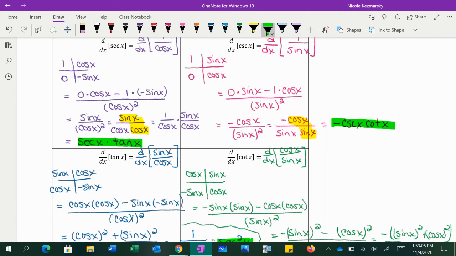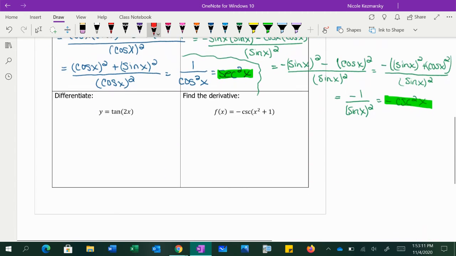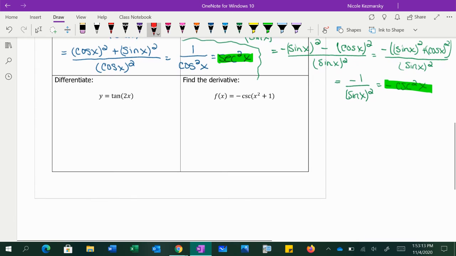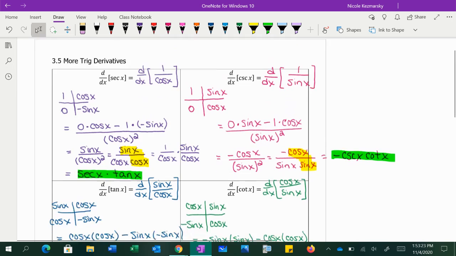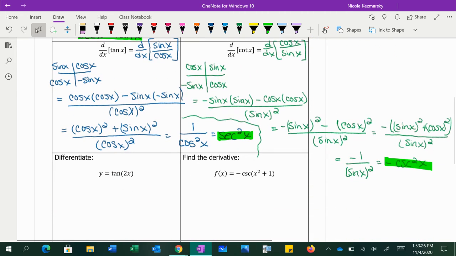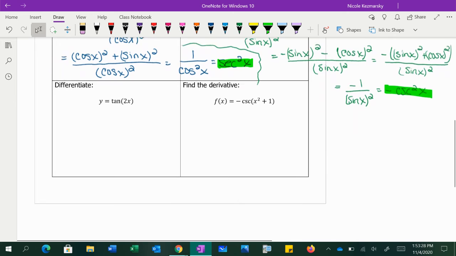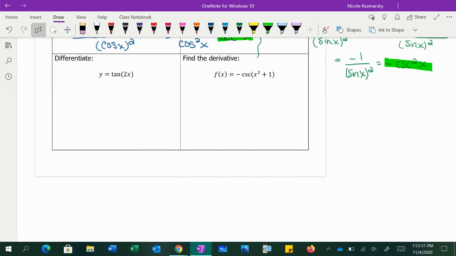Okay, so let's use that to try these 2 examples at the bottom of the page. Okay, so we've got tangent. We're going to have to use our derivative of tangent formula. We know what that is because we've got it right here in blue. We know that it's going to be secant squared. But the x is not by itself, which means chain rule. So I'm going to say outer, derivative of the outer, inner, derivative of the inner.